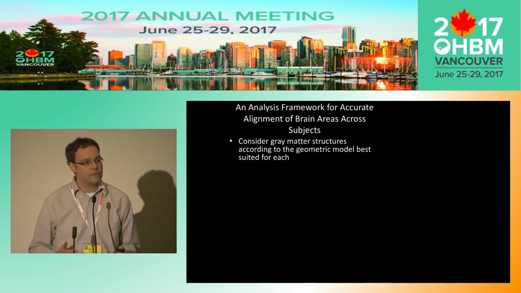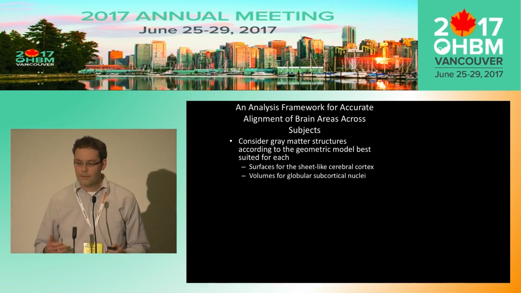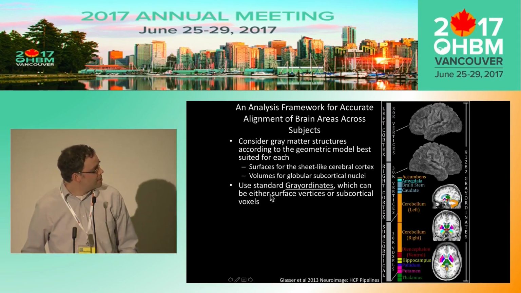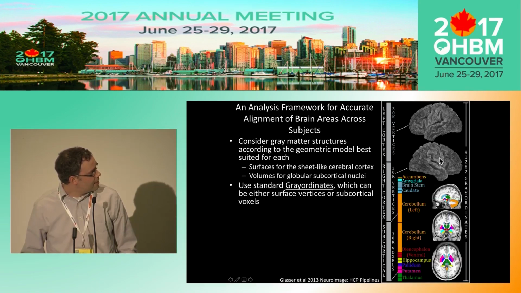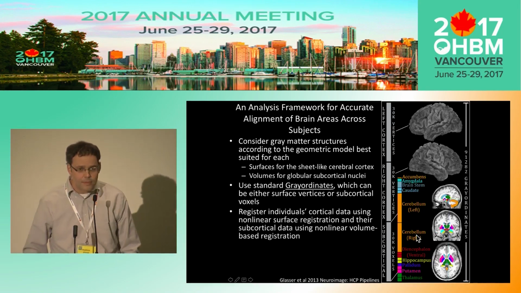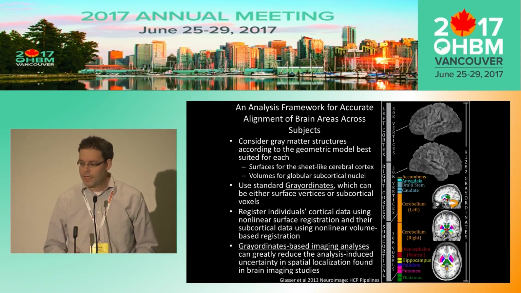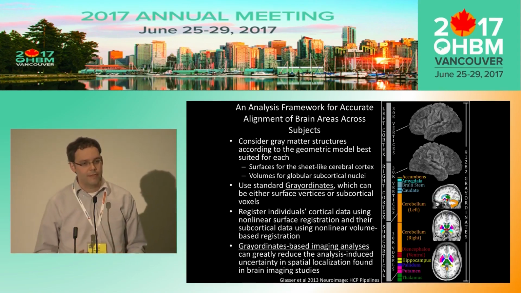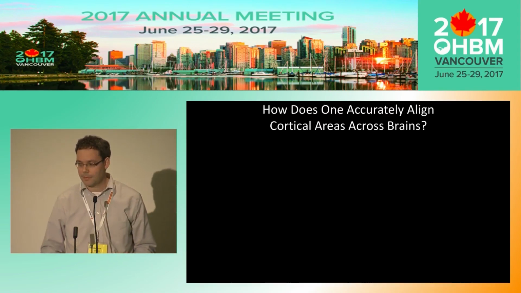And so we consider our gray matter structures according to the geometric model best suited for each. We'll use surfaces for the sheet-like cerebral cortex, volumes for our globular subcortical nuclei, and we'll use this concept, grayordinates. So we have our 90,000 grayordinates, and that's made up of 30,000 surface vertices for the left hemisphere, 30,000 for the right hemisphere, and then there are 30,000 subcortical voxels in these 10 different structures. And we'll be registering the cortical data using surface registration, the subcortical data with volume-based registration. And just changing from the standard volume-based approach to this approach really allows you to improve your spatial localization ability and to reduce the amount of blurring.